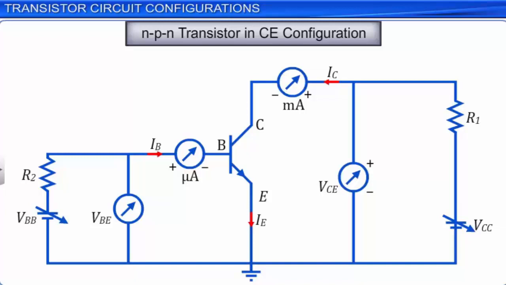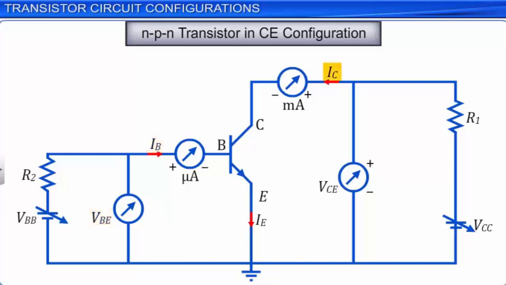The variation of base current, IB, with the base emitter voltage, VBE, is referred to as the input characteristics, and the variation of collector current, IC, with the collector emitter voltage, VCE, is referred to as the output characteristics.